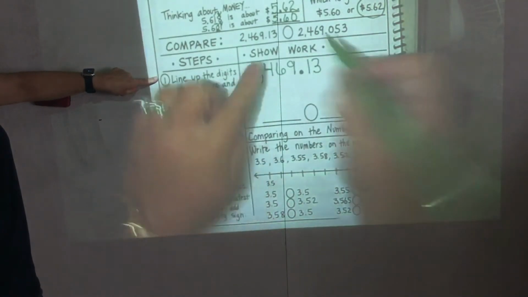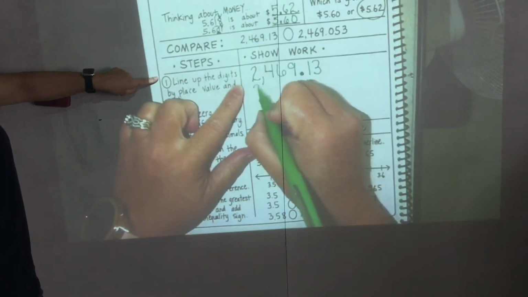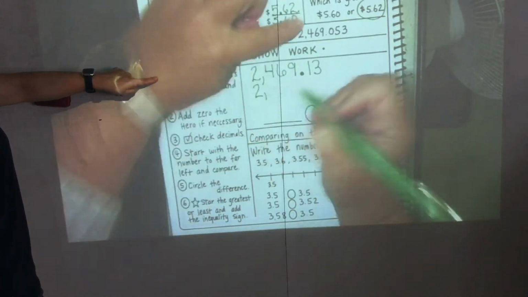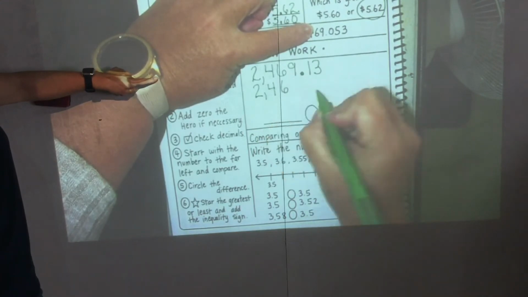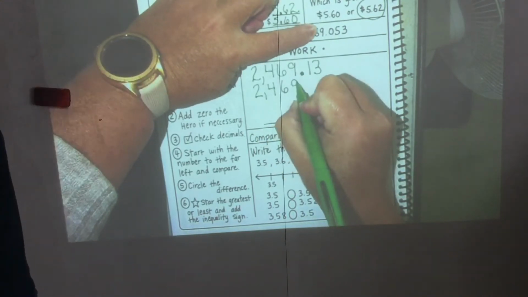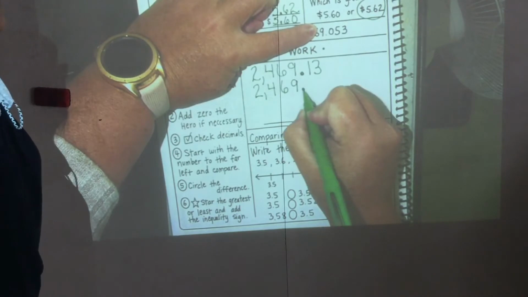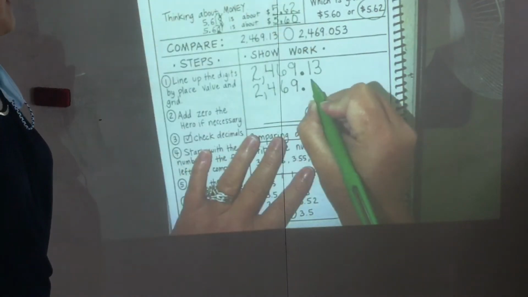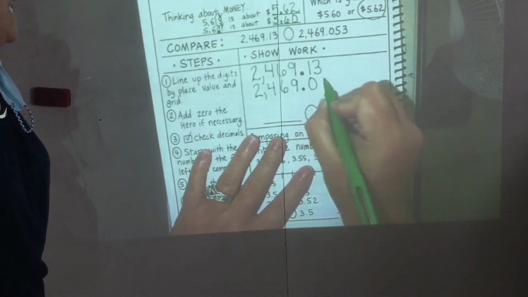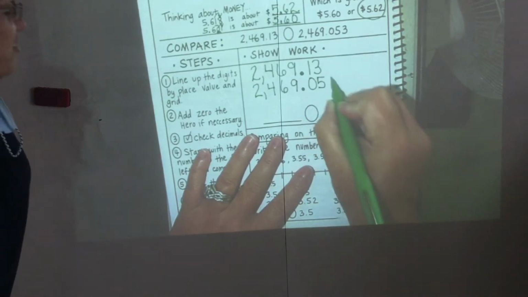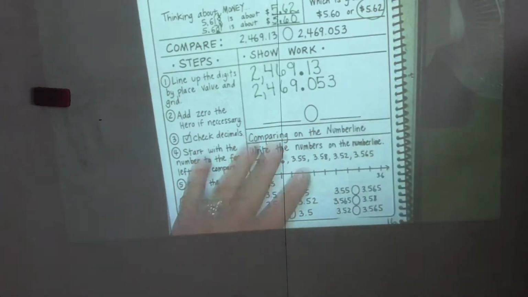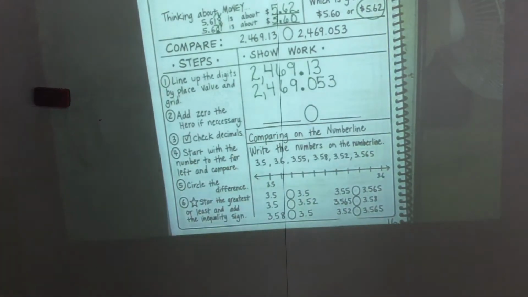Okay, I have a 2 in the thousandths place. Okay, I'm gonna line it up. Then I have a 4 in my hundredths place, 6 in my tenths place, 9 in my ones place, and then I have 0 in the tenths and 5 in my hundredths. Then I got 3 in the thousandths place. How am I going to compare these numbers when I can't line up all the digits?